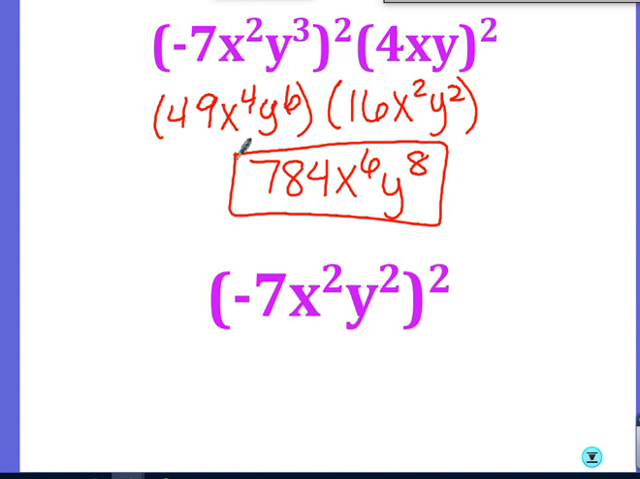The next example is power to power. Start by multiplying negative 7 times negative 7, which means negative 7 to the second power, which is positive 49. Then raise x to the second power, which is x to the 4th, and then raise y to the second power to give you y to the 4th.